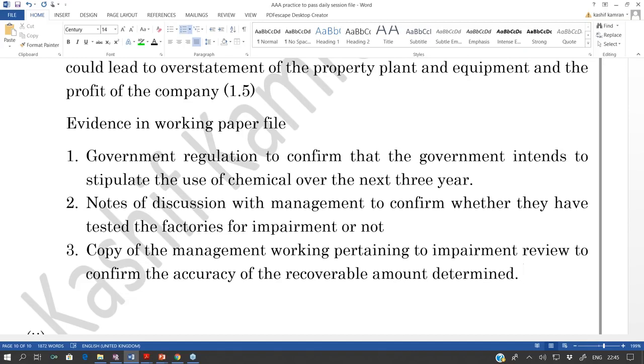So can I have the copy of the management working? Because if they have done the impairment review, there will be a working of the management, right? Through which I can confirm the accuracy of the recoverable amount the management has determined. When the carrying amount is less and the recoverable amount is more, then you need to recognize the provision, right?